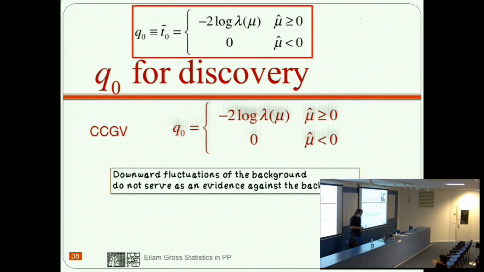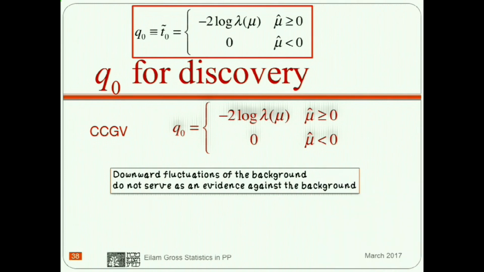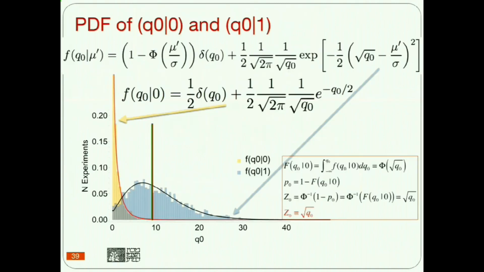Okay. Now I move to discuss Q0 for discovery. So Q0, as I told you, is equivalent to t tilde 0, minus 2 log lambda of mu hat, for mu hat greater or equal to 0. And if there are downward fluctuations, I actually set Q0 to be 0 because I don't want downward fluctuations to serve as evidence against the background.